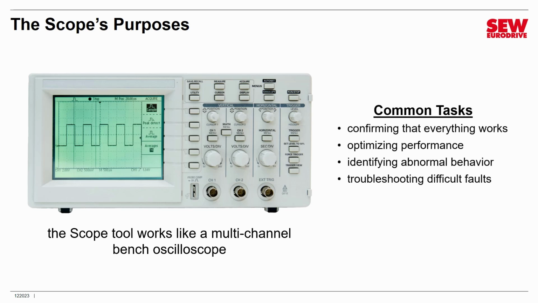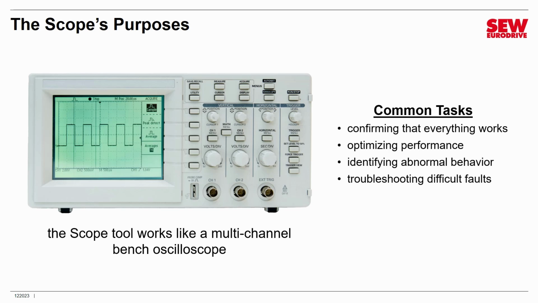These are the things you typically do with the scope tool. You can use it to confirm that everything works, so in other words, you've set up your VFD with your application and you want to be sure everything is working as expected. The scope gives you a visual confirmation and possibly measurement confirmation as well that everything is behaving as expected. You can use the scope to optimize the performance of your VFD, for example, adjusting things like ramp timings and making sure that the load is accelerating and decelerating as expected.